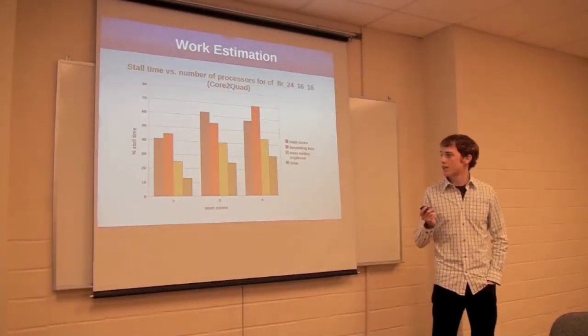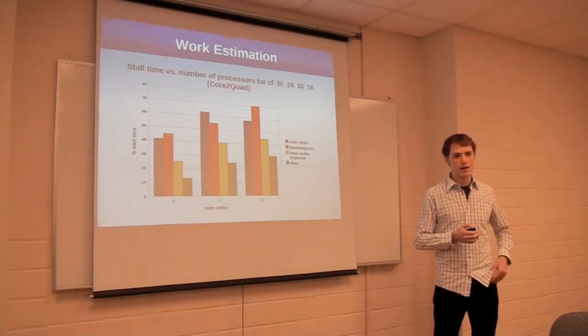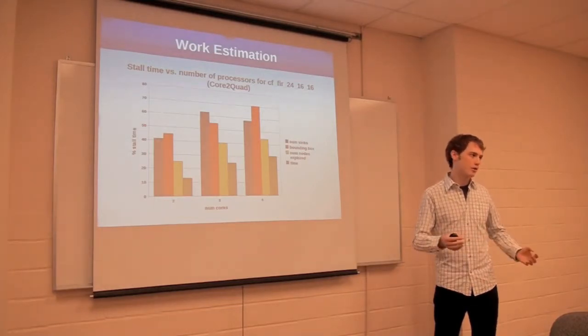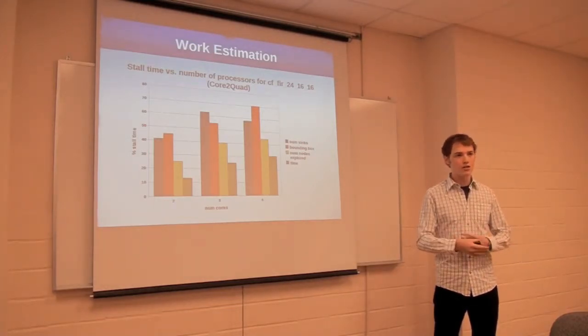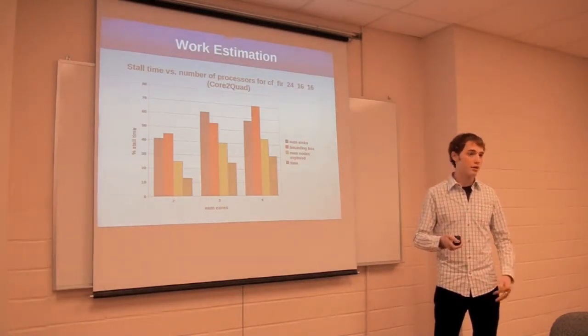And you can also see that the stall time grows with the number of cores. The reason for that is that the actual work being done by each processor is decreasing as we increase the number of cores, but the communication is not decreasing. So as a proportion of total runtime, it takes up a greater proportion.